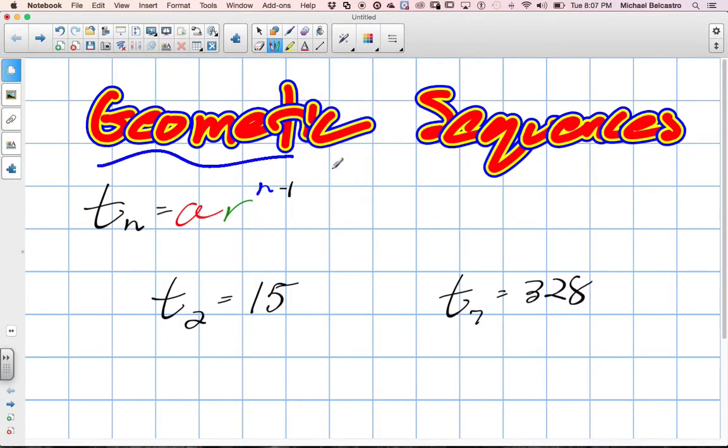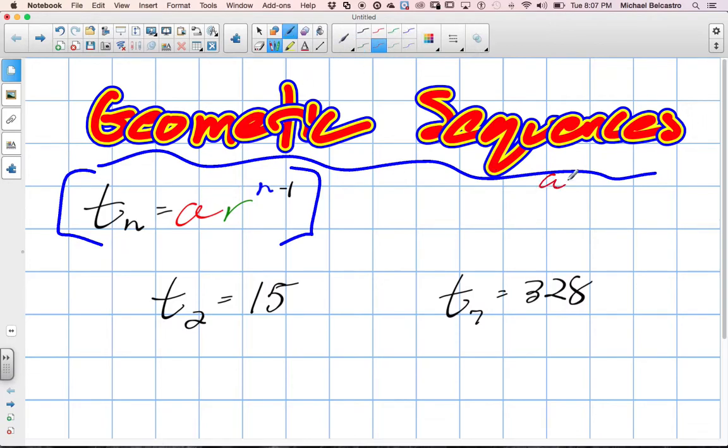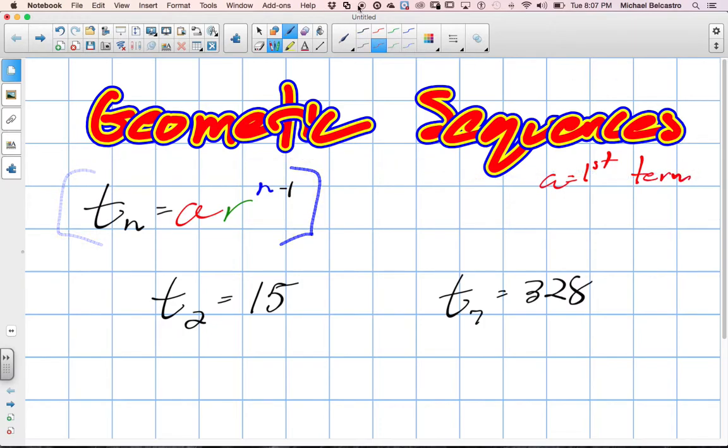Let's look at geometric sequences. This is our general formula for it. And we'll just define them quickly on the side. A is the first term. R is the common ratio.